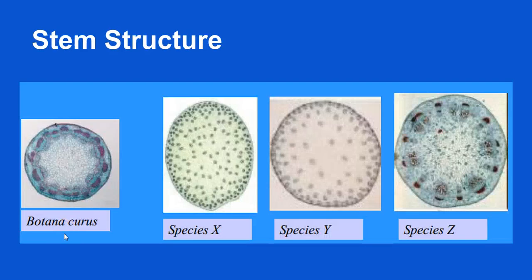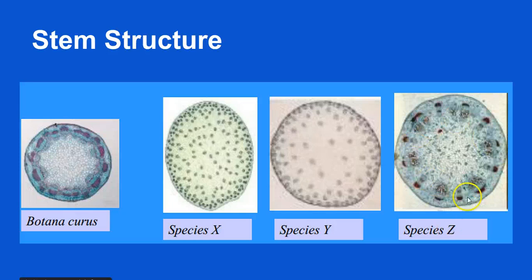We can also look at the stem for plants to see whether they are similar or not. For Botanocurus, the vascular bundle is in a circular arrangement. That means that it's aligned around the edges of the plant.